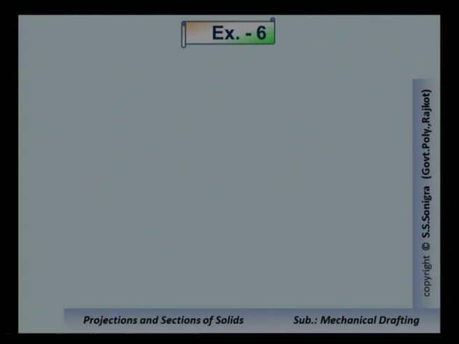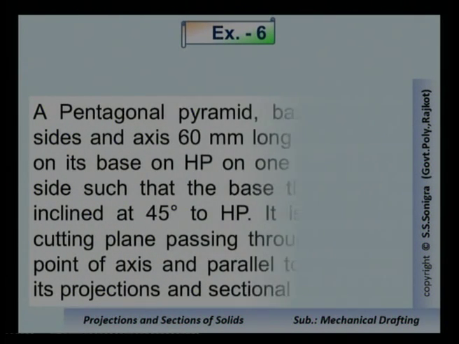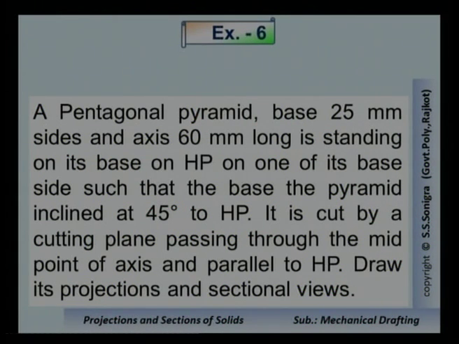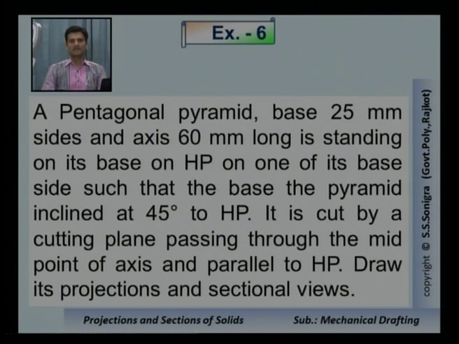Now example number 6. The data is given like this. A pentagonal pyramid, base 25 mm, sides and axis 60 mm long, is standing on its base on HP, on one of its base sides, such that the base of the pyramid is inclined at 45 degrees to HP. It is cut by a cutting plane passing through the midpoint of the axis and parallel to the horizontal plane. Draw its projections and sectional views.